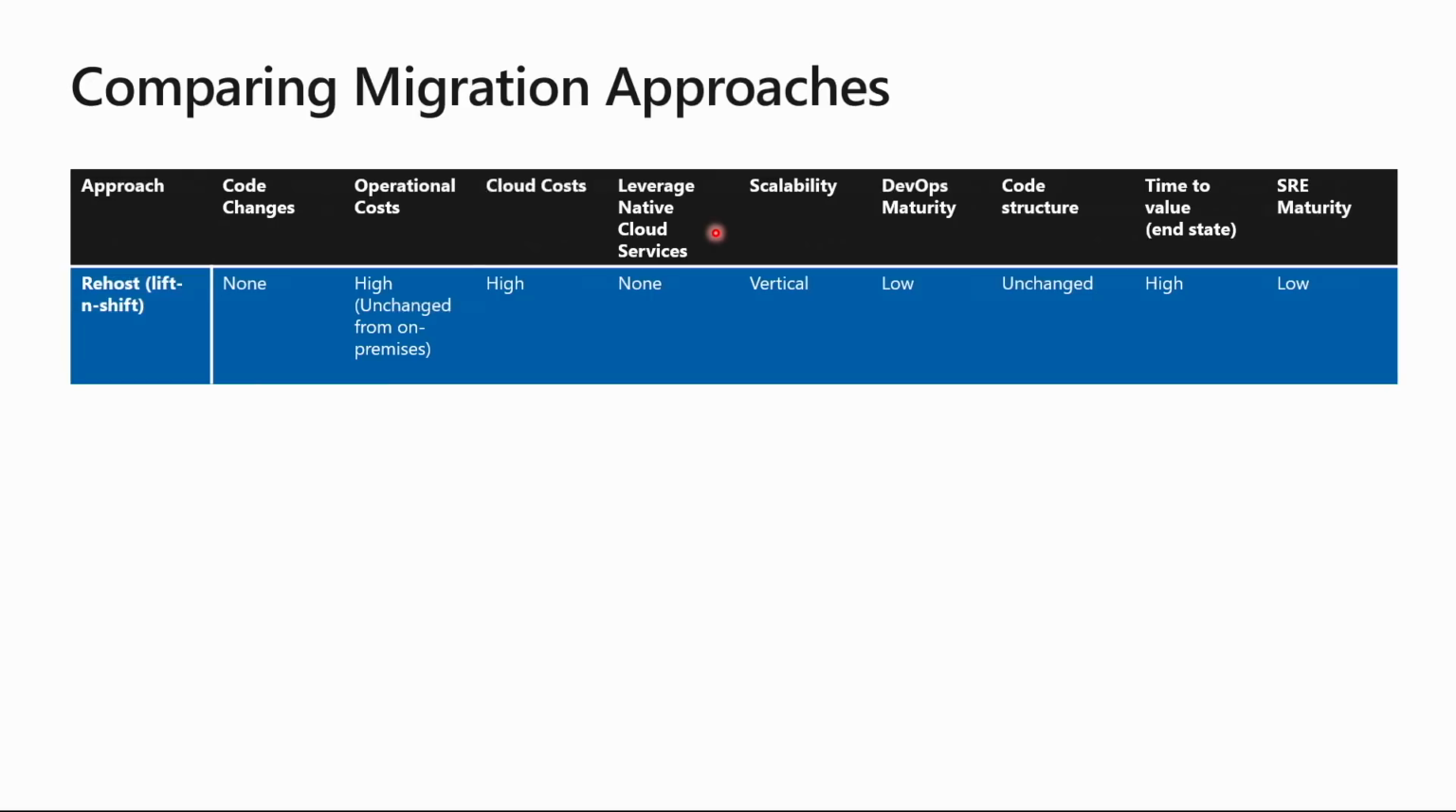The scalability is all vertical. So if you want to scale the application, you will have to go buy bigger machines. That's it. The code structure is essentially unchanged. The time to value that we talked about in the previous slide remains high because you still have to go through your processes. And one common term that we are seeing in the cloud often, and is really an important factor if you're successful in the cloud, is called site reliability engineering. And the site reliability engineering maturity is still low because you're not taking advantage of the cloud instrumentation to make your applications more available. So that's the lift and shift part.